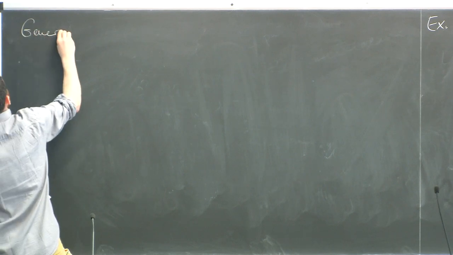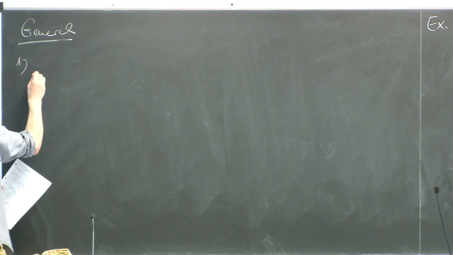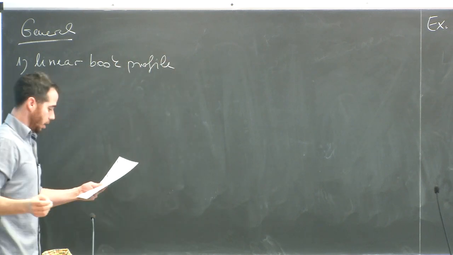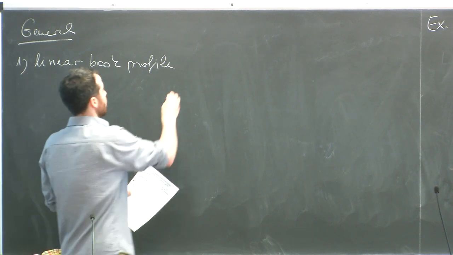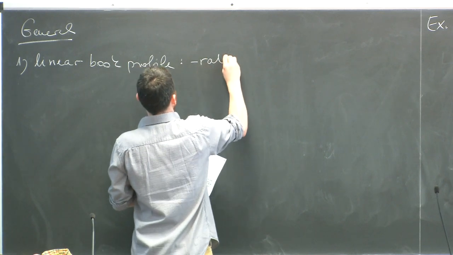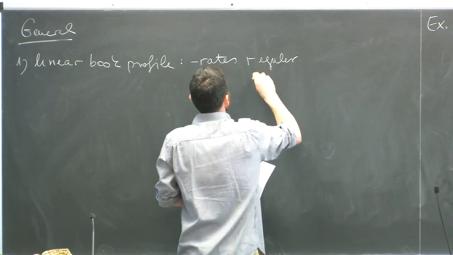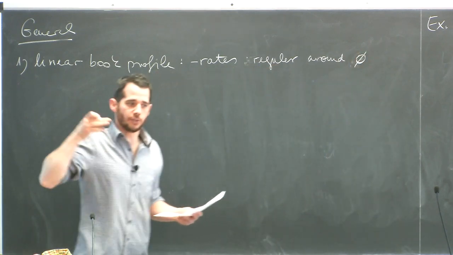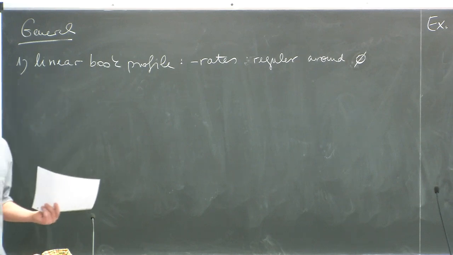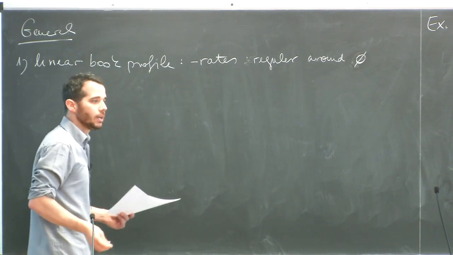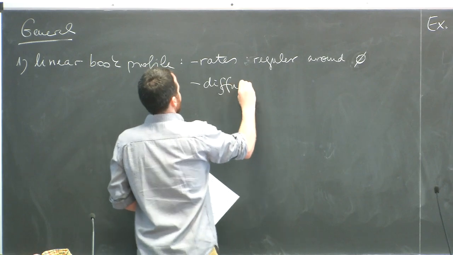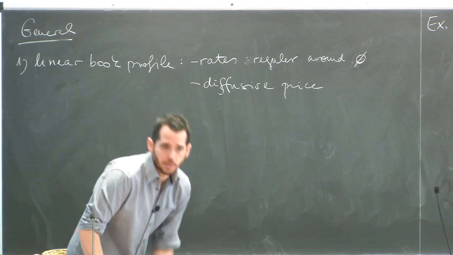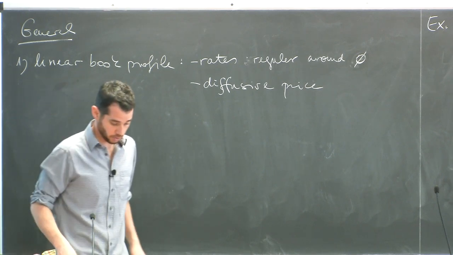So in a general result, you can say that the linear book profile is extremely general. What you want is, there are two things. You want rates that are regular, well-behaving, around zero, so no infinite flow at the best, close to zero. Of course, you can do some strange stuff in a system like this, but if that's not the case, and you have a diffusive price, what we call price here, then you have a linear profile of the book for some region. It's sort of general, because you can do an expansion close to zero.